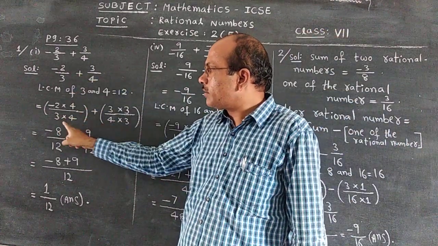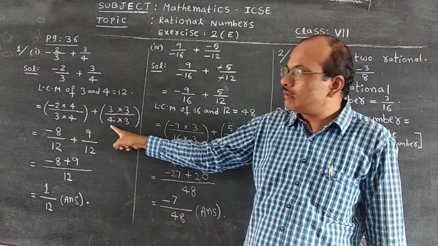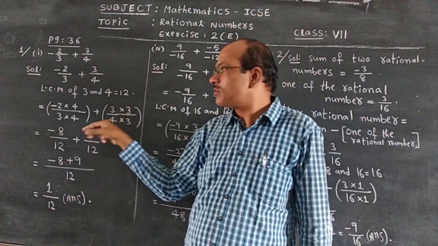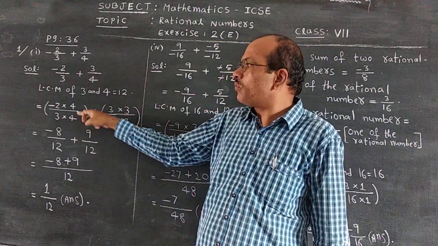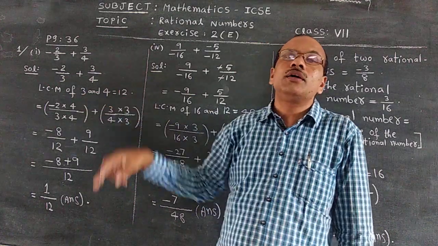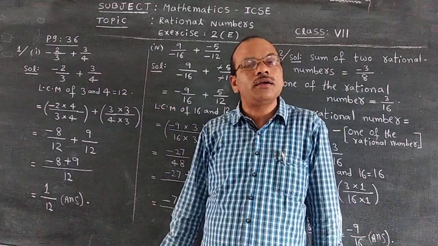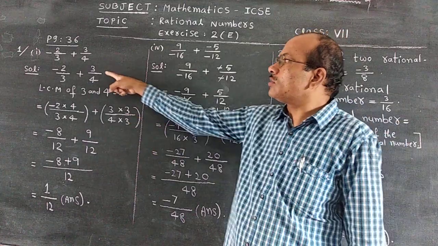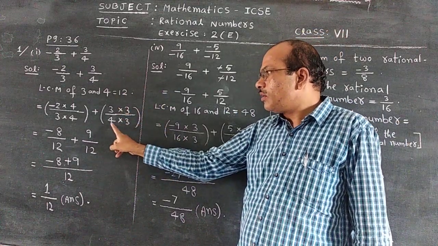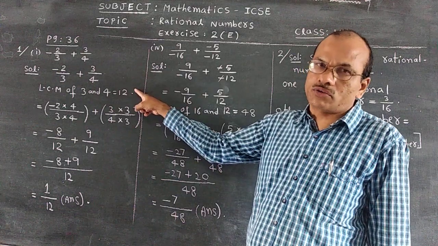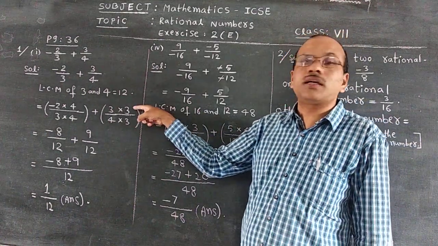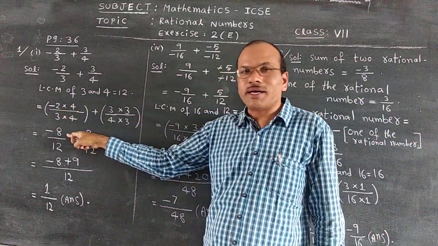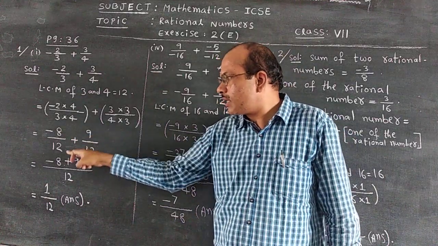Minus 2 by 3 taken, here 3 by 4 also taken. Now denominator 3 4s are only our LCM, that is 12. Here 4 is written, same 4 we have to write in the numerator to not get any difference in the value of the fraction. Same way, this 3 by 4 is written. Here 4 3s are only our LCM, that is 12. Here 3 required, that's why here also 3 written. Now minus 2 into 4 is minus 8 by 3 4s are 12.